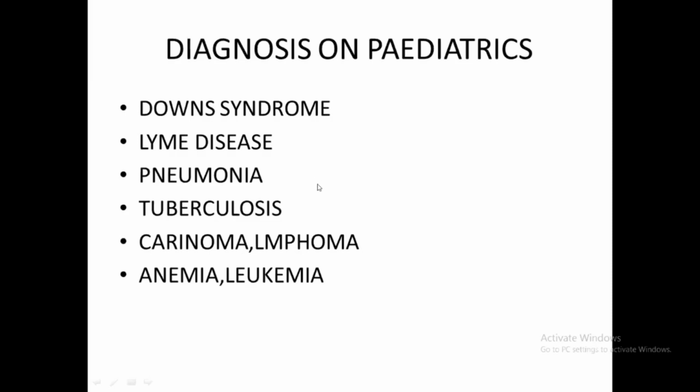Then pneumonia, tuberculosis, these are very common diseases that you can see. I have mentioned here carcinoma, lymphoma, anemia and leukemia. You might have a doubt why this has been mentioned here. Because these are cancers, these are things undergone for cancer. Generally if the patient is going for a baby, they won't allow the baby to be exposed to radiation. So that's the reason the doctor will do analysis using ultrasound itself.